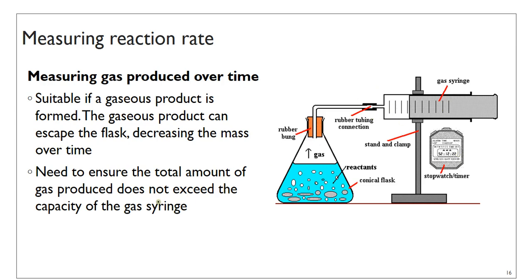The only thing that you need to be mindful of is if you're going to collect the gas, make sure that the total amount of gas produced does not exceed the capacity of the gas syringe. This happens every year. People plan the experiment, but they never consider the capacity of the equipment. So our gas syringe has a capacity of 100 milliliters. So make sure that you control the amount of reactant so that you produce less than 100 mL of gas. Otherwise, it's just going to shoot out. And if you break the gas syringe, no, please don't break the gas syringe.